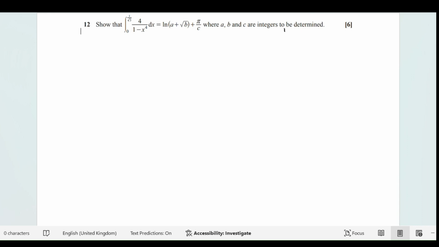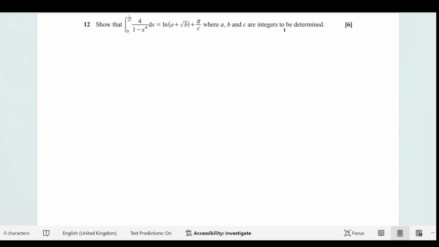Today we'll be covering question 12 from the OCR 2020 Pure Core 1 paper. As you can see, this is an integration question, but it incorporates a few other ideas so that it makes it slightly more complicated, which is why it's worth 6 marks. And it's also the last question on the paper. So we're going to get straight into this question.